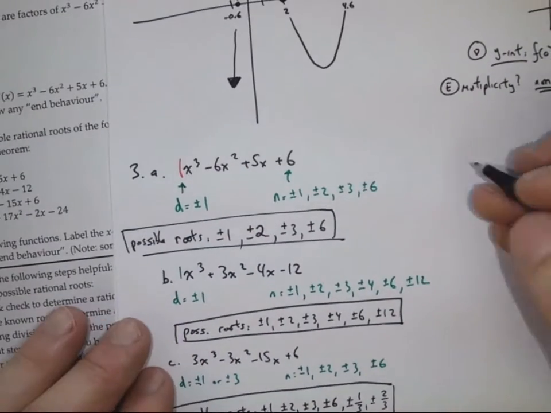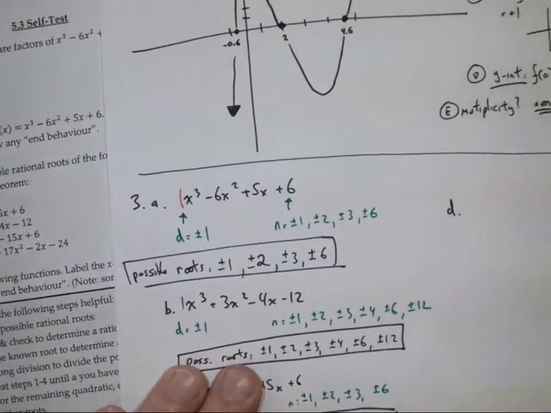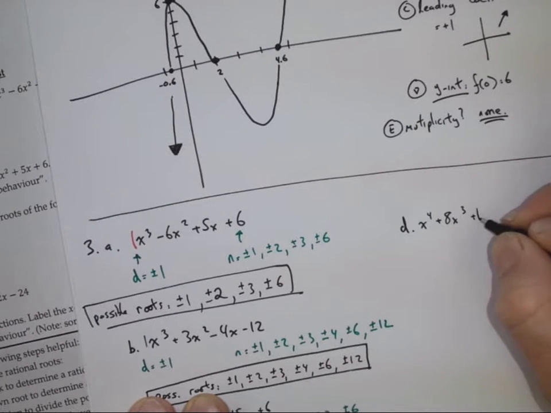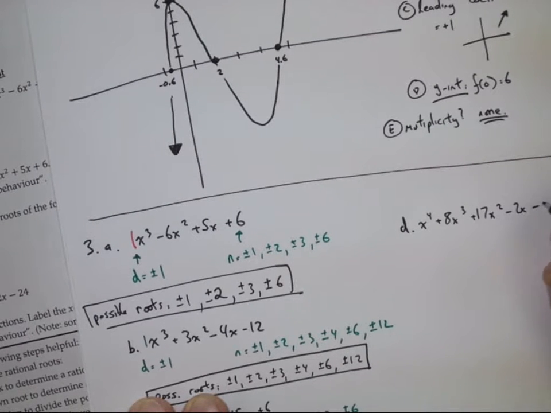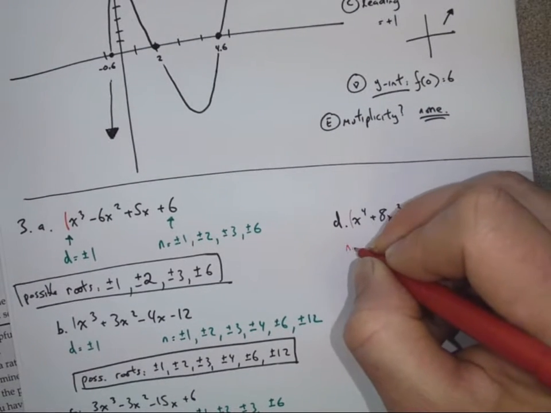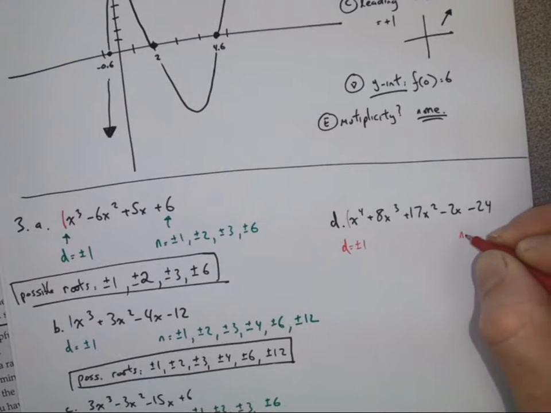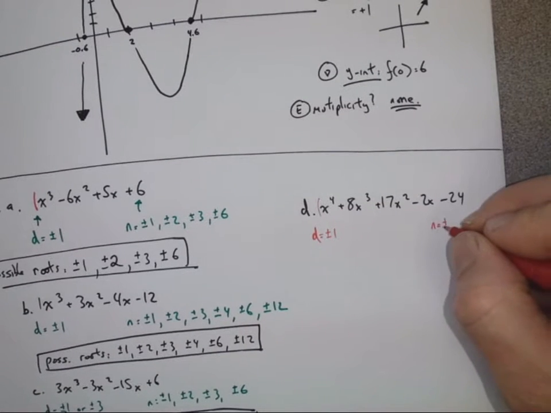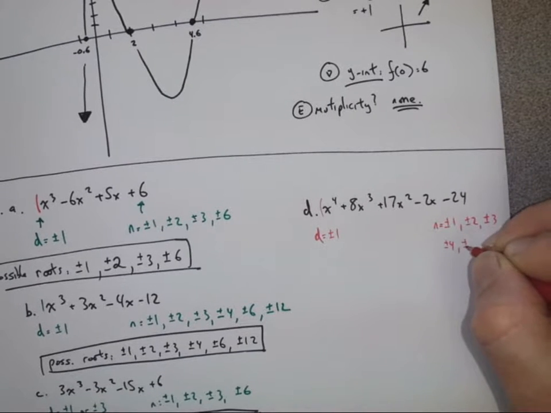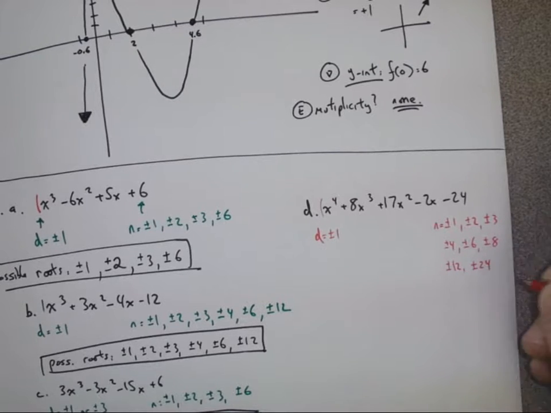Okay, maybe we'll do d over here. So d is x to the power 4 plus 8x cubed plus 17x squared minus 2x minus 24. And this is a similar scenario where our leading coefficient is just 1, so that's a denominator, and our numerator is 24, which actually has quite a few factors, so we're just going to list them out: plus or minus 1, plus or minus 2, plus or minus 3, plus or minus 4, plus or minus 6, plus or minus 8, plus or minus 12, and plus or minus 24.